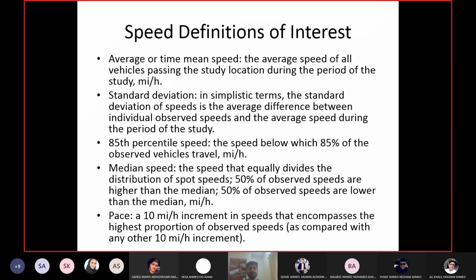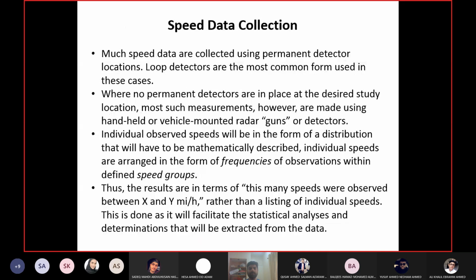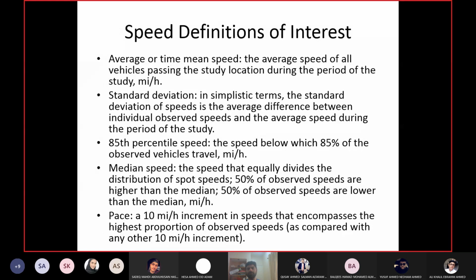Then we have standard deviation. Standard deviation simply means the average difference between the mean speed and the other values of the speed. So you calculate the mean speed and the difference between the mean and the other values, you take their average, that should be the standard deviation. Okay, the average difference or the average deviation between the mean value and the other values. This is just a simple definition. When we come to the calculation, you will see the calculations are more complicated. But the simple definition is the average deviation or the average difference between the mean and the other values.